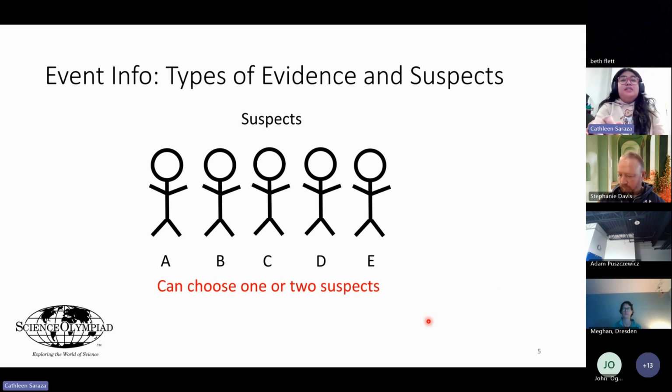And there are 5 different suspects that the students can choose from, and they can either implicate 1 or 2 suspects. I'll go through this in greater detail later.